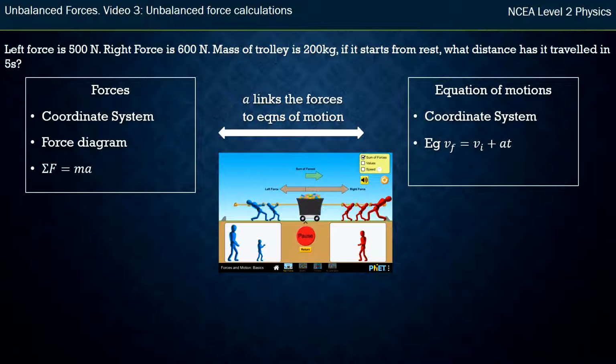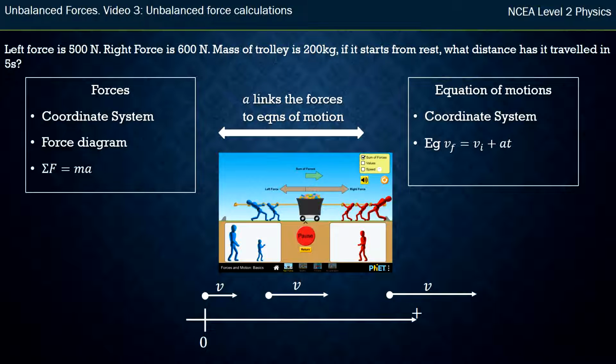So let's use this idea to calculate what this question is asking us. It's given us some forces, the mass of the trolley, it starts from rest, and asks what distance has it travelled. We start with the coordinate system. In both cases, the forces and the equations of motion, we need one. I've chosen right to be positive, because the right force is larger and the cart's going to accelerate that way. It's accelerating, which means its velocity is getting bigger. Its acceleration is the difference in velocities, and they both point to the right. In one of the earlier videos, I stressed that the way the acceleration points is the way the net force points. So that makes sense, and we've chosen right as our positive direction.